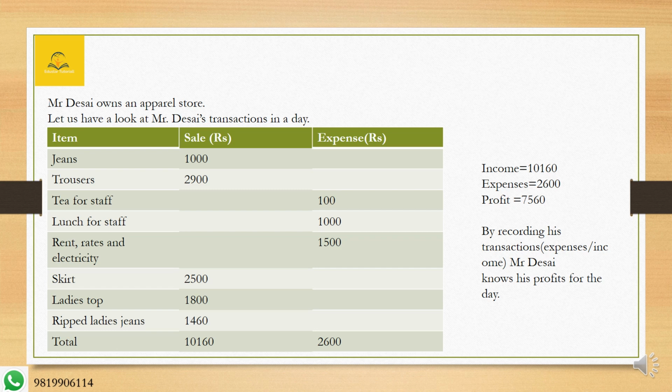The total of his income in the day is 10,160, whereas the expenses are 2,600. So here his summary for the day shows that he has made an income of 10,160. His expenses incurred in running this business was 2,600. The difference, the profit, is 7,560. Now, by recording his transactions, expenses, and income, Mr. Desai knows his profits for the day. Okay, so it is very important that he makes a note of his profits for the day.